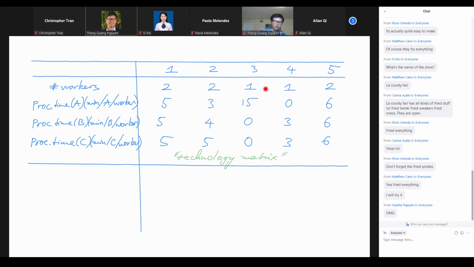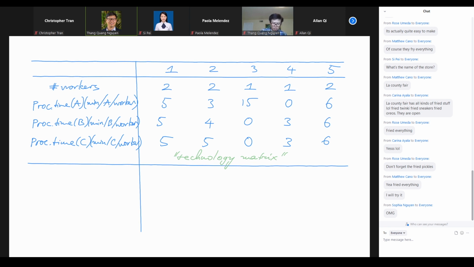The workers are different, right? But the main part that we see here is the processing time. So that's our technology right there. Okay, so what do you have? The technology. Now, as a process, we can talk about the capacity, or the supply side of the process. And then later on, we can talk about the demand side of the process.